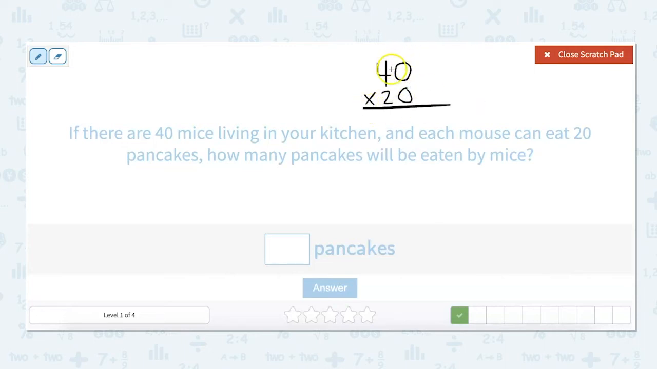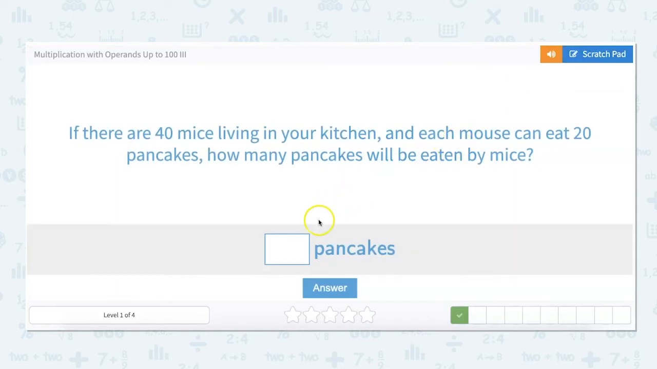All right, so first we do our ones place. So 0 times 0 is 0. 4 times 0 is also 0. Then it's double-digit multiplication, so we got to put our 0 in there to hold our place value. And now we're going to the tens place. 0 times 2 is 0. 4 times 2 is 8. Okay, and then we add these rows together to get our answers. 0, 0, and 8. So 800 pancakes will be eaten by the mice. That is a lot of pancakes.